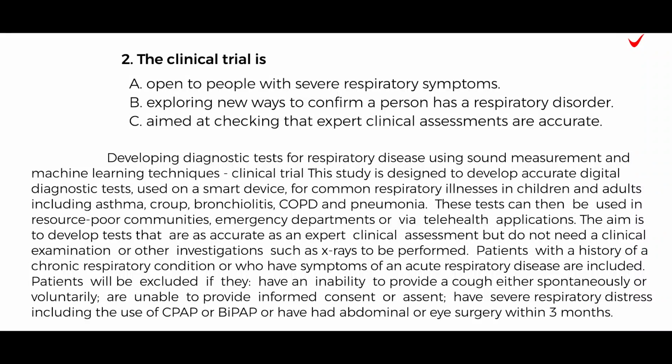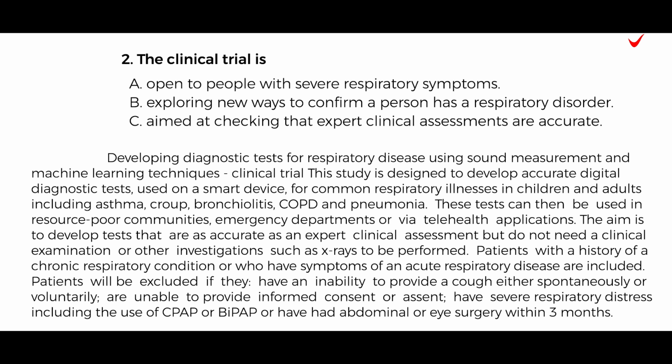So now let's discuss the second question, which again you can find on the screen. So like you did before, please pause the video for 2 minutes or 3 minutes, whatever time you have set there, and try to solve it. So the second question is, the clinical trial is, I'm going to read the paragraph right now.